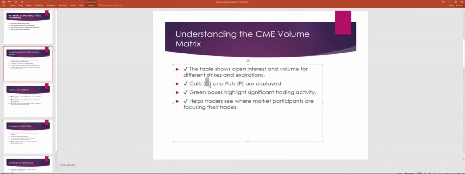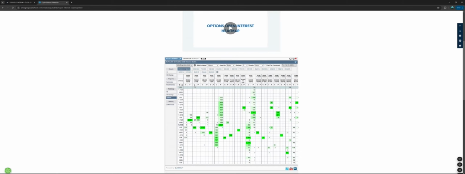Anywhere you see C, it means calls. And anywhere you see P, it means puts. That is how it is being displayed here. Let's go back there. You can see C, P, C, P, C, P. That is call and put. So let's go back to the slide.